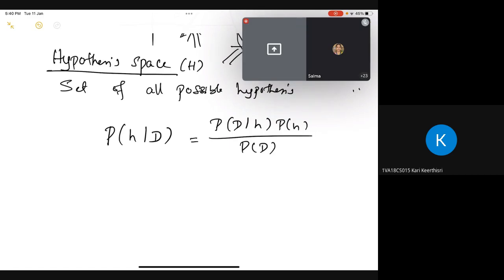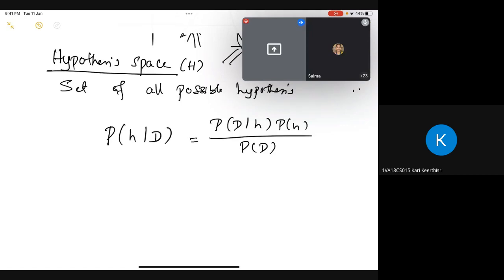Now, that means, hey, I've been given a data set, and I have a hypothesis, which means I have a function which best describes a particular data set. Then what is the probability that it is the hypothesis I am looking for? Or what is the probability that this one is the best and not something else among the set of all possible hypotheses in the space? Okay.